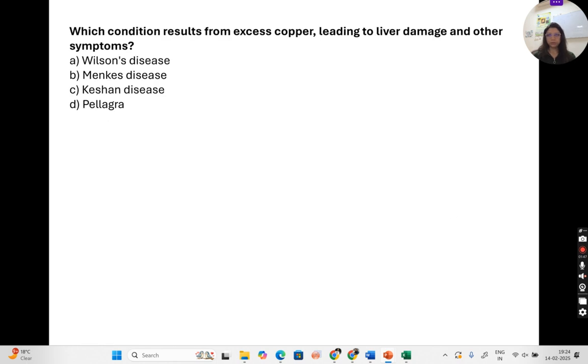Moving forward: which condition results from excess copper leading to liver damage and other symptoms? This is a different topic than what we have studied. This is based on disease. If we have an excess or deficiency of some metals, like deficiency of iron can cause anemia, we know that very well. Similarly, which condition results from excess copper leading to liver damage and other symptoms?